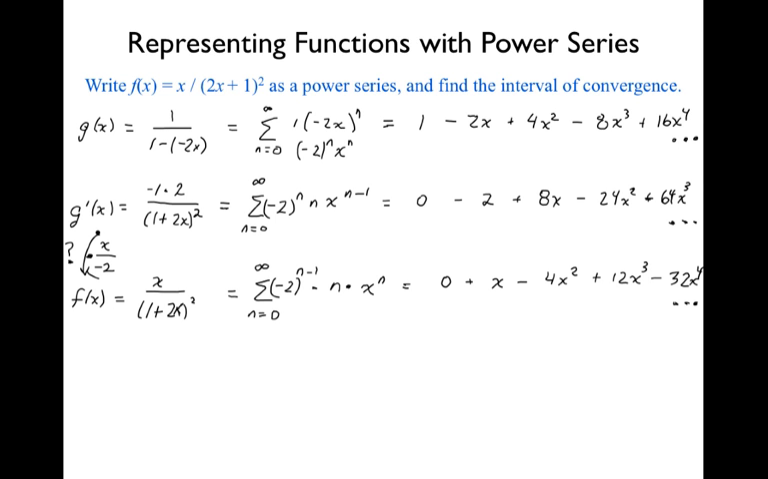So I chose this by looking at what did I need to multiply g prime by to get my f. So g prime times x over negative 2 is f. This times x over negative 2 is this. This times x over negative 2 is this. And all these times x over negative 2 is all these. So it's all 4 of them. Other questions?